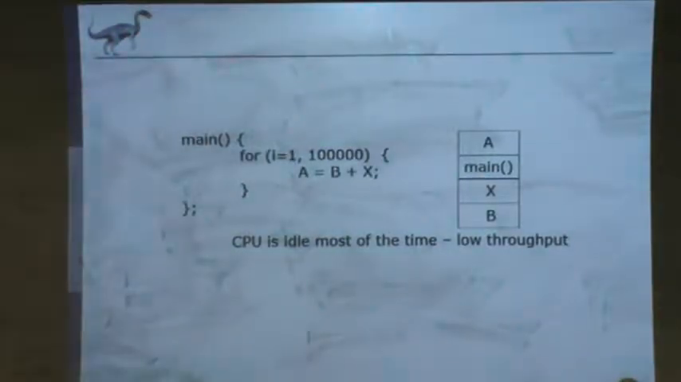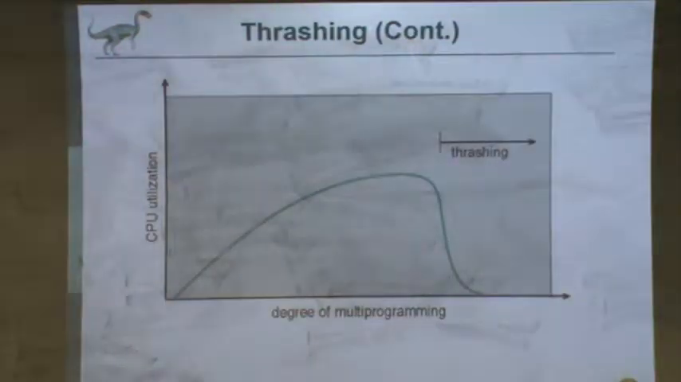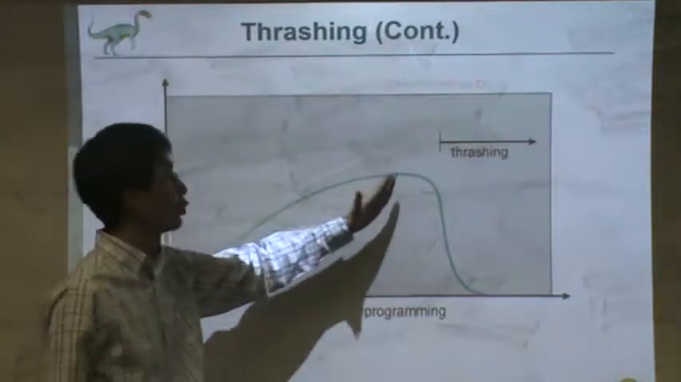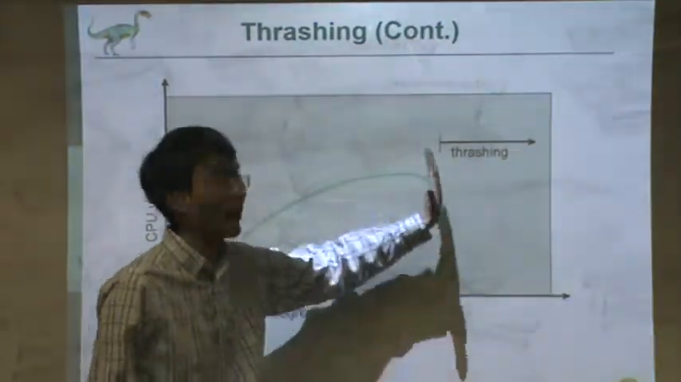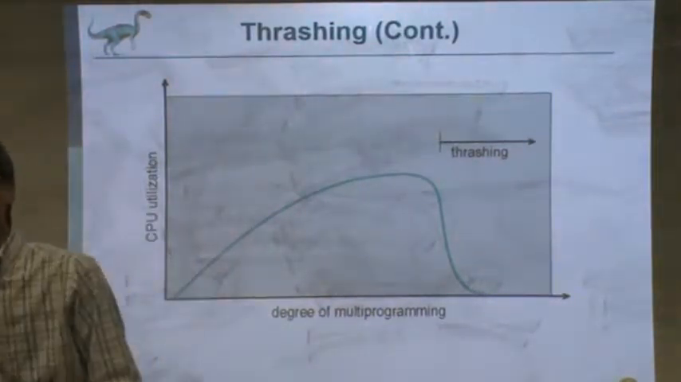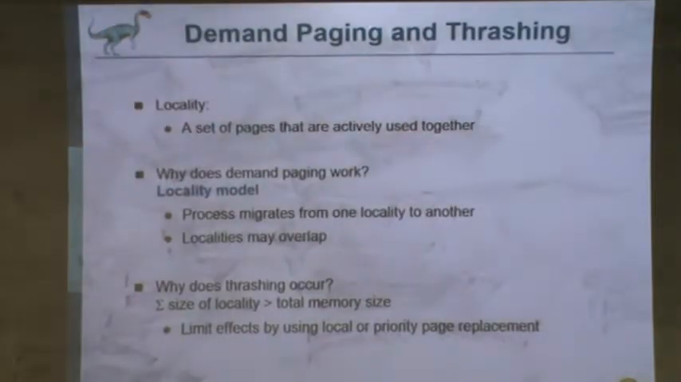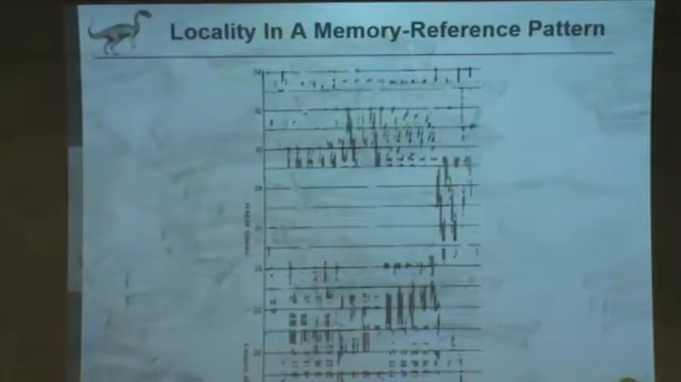How can we address such a problem? We can use locality. We can make them into groups. For example, the slide shows thrashing. CPU utilization is high and good, but at a certain time it drops because of a lot of page faults. So we can use the locality model. How can we find such a group of pages?